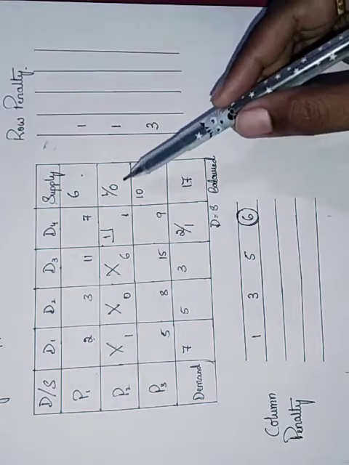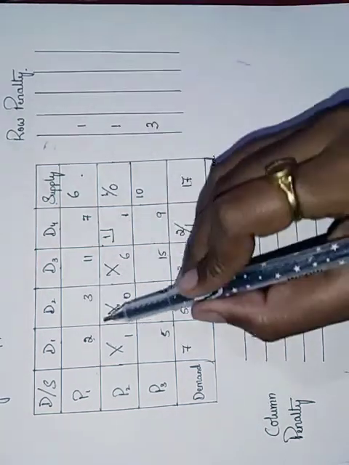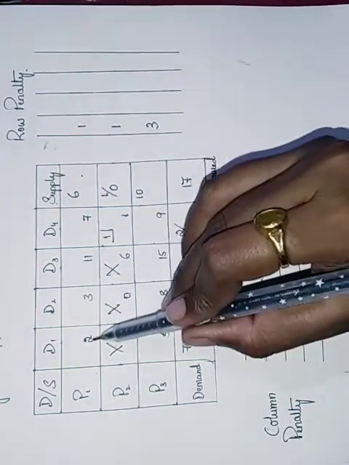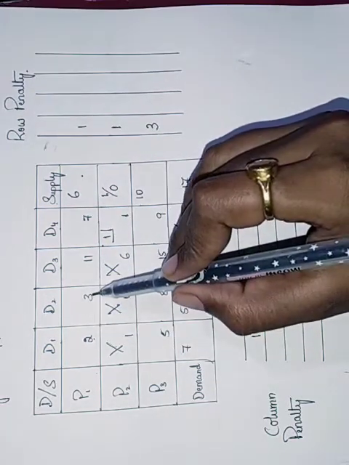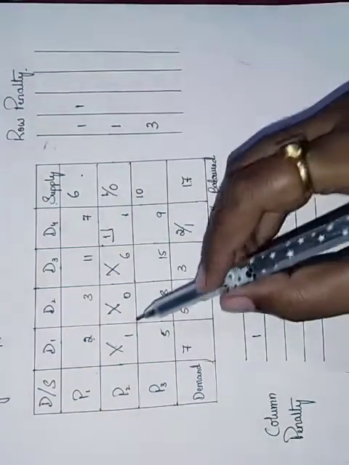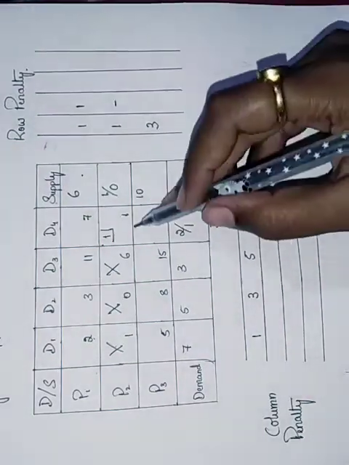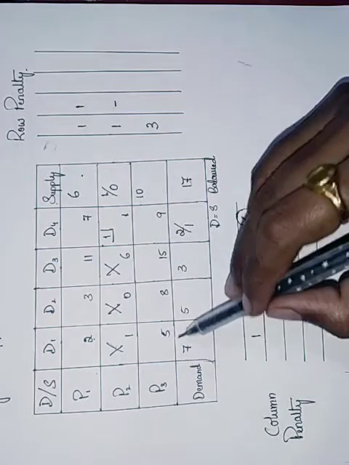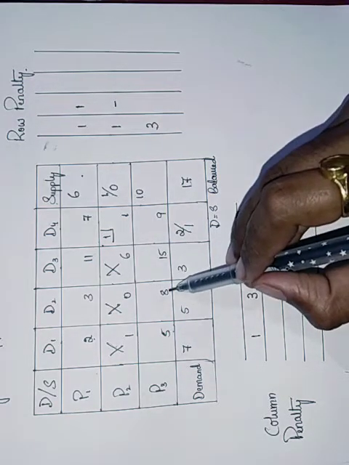The next procedure again is to identify the penalty. For the first row, the least amount is 2 and the next least is 3. The difference between 2 and 3 is 1. For this row there is no penalty because we have crossed out the row. Next, in case of P3, the least is 5 and the next least cost is 8, so the difference is 3.